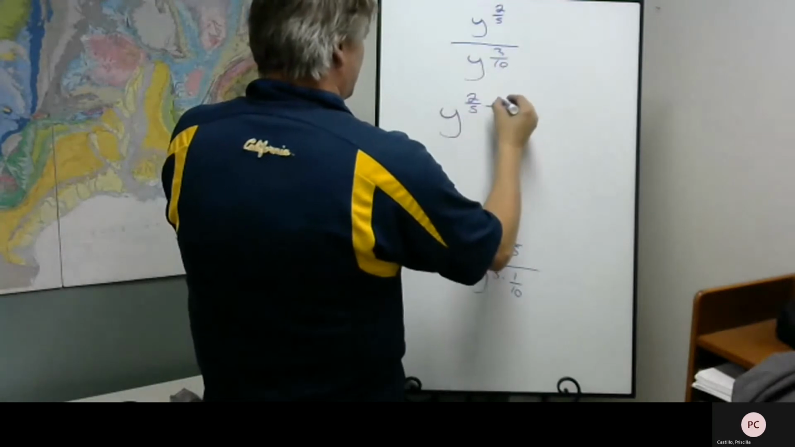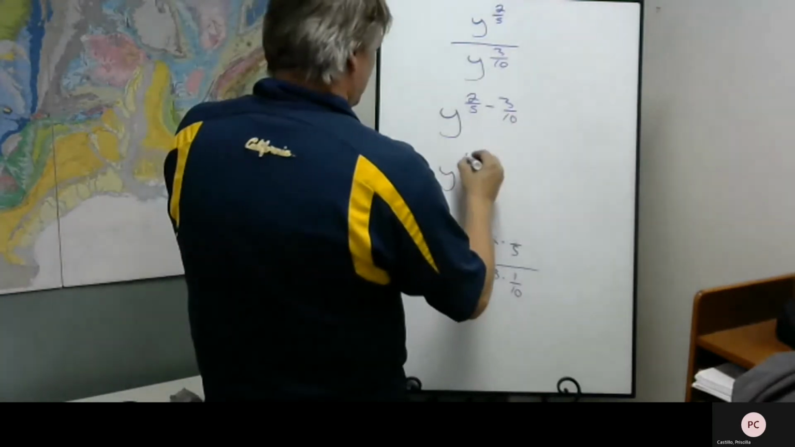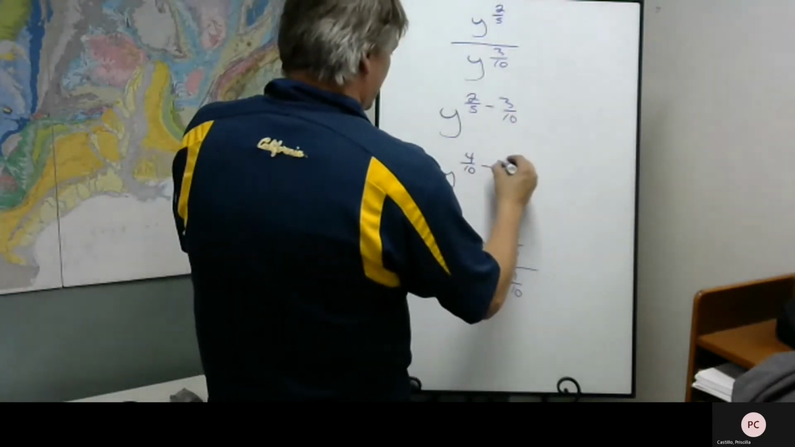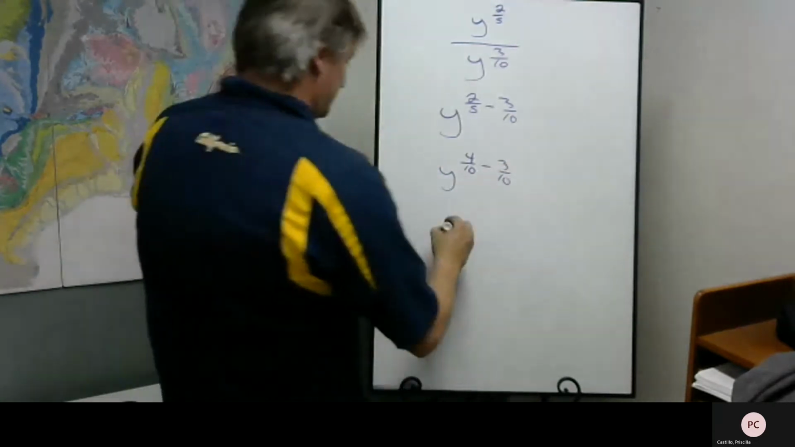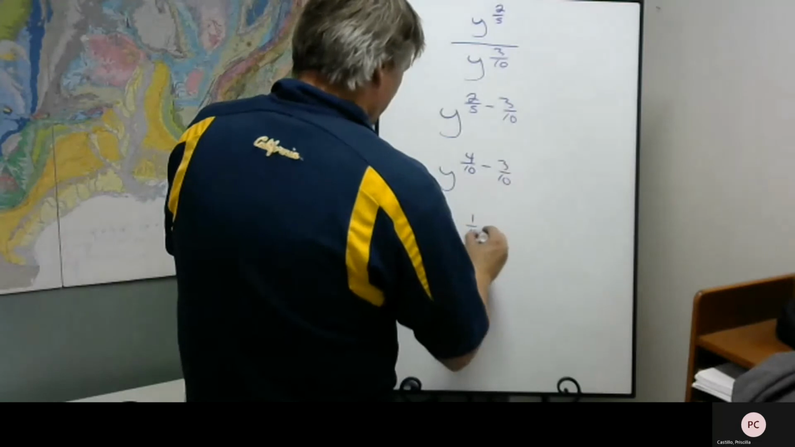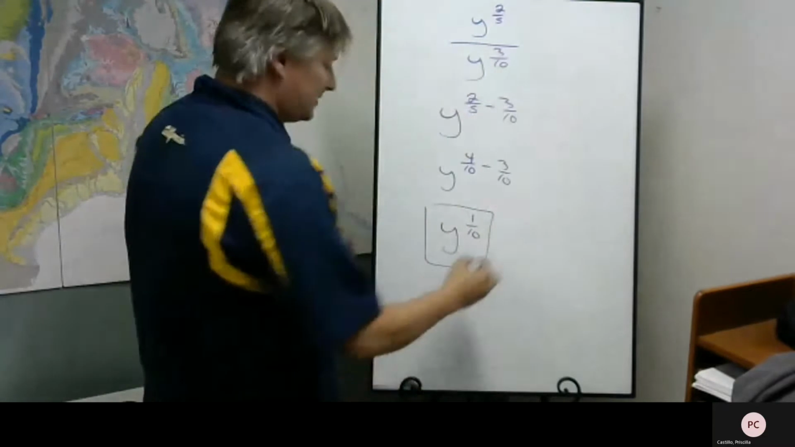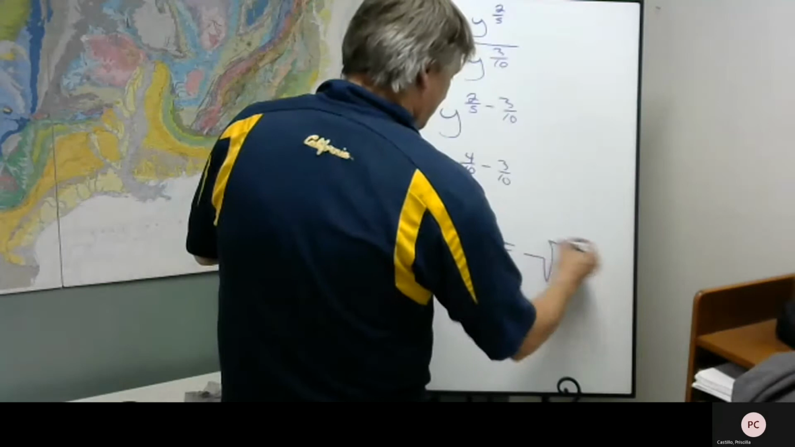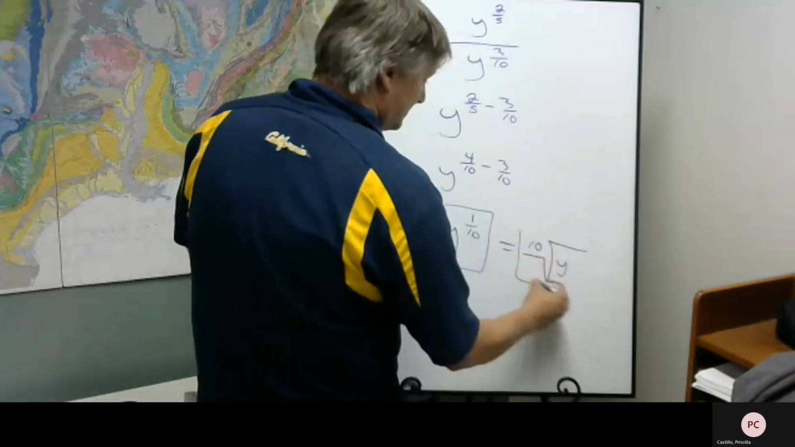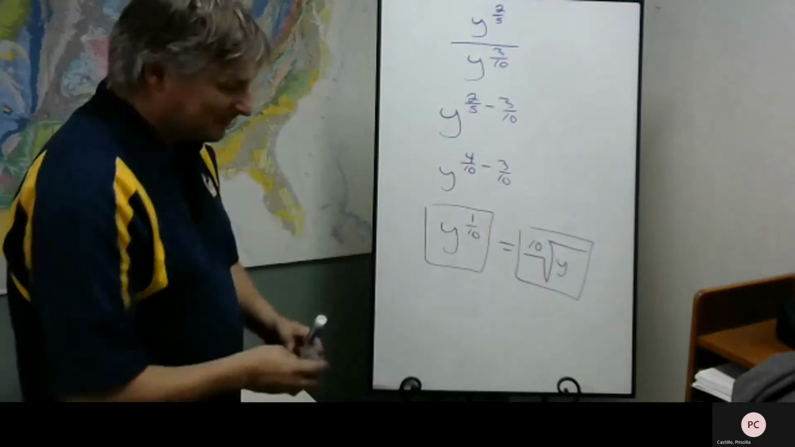And now we use our quotient rule. y to the 2/5 minus 3/10, or y to the 4/10 minus 3/10. And that's going to be y to the 1/10. Now that is a valid answer. Now they do want you to give this as a root. So 1 over n is the nth root, or in this case, the 10th root of y. So let me do 2 more.